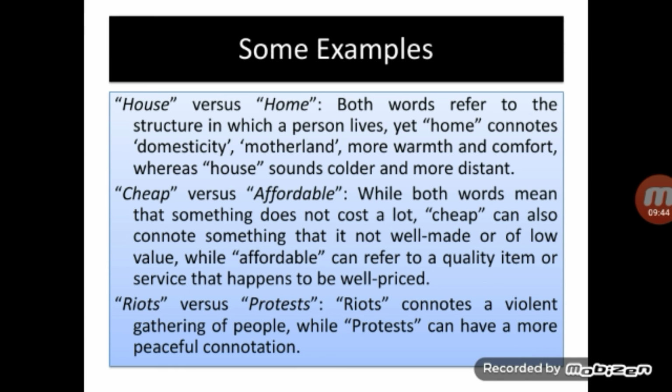Riots versus protests. These are political terms. Riots connotes a violent gathering of people, while protests can have a more peaceful connotation. Both relate to revolt, different kinds of revolt. But denotation, dictionary meaning; connotation, implied meaning. Be clear about that. Denotation, surface meaning; connotation, deep meaning. So with these two meanings, you can remember the differences between these two terms. Introduced by J.S. Mill. Anyway, I'm sure you got the point.